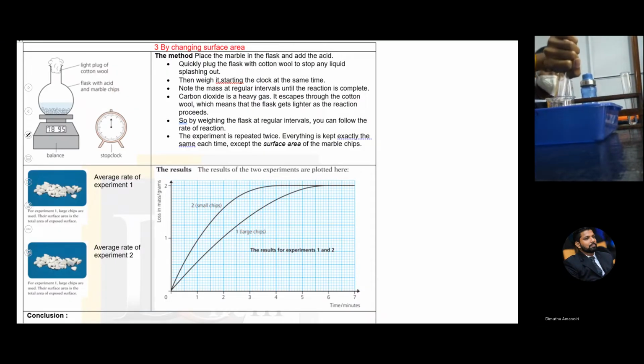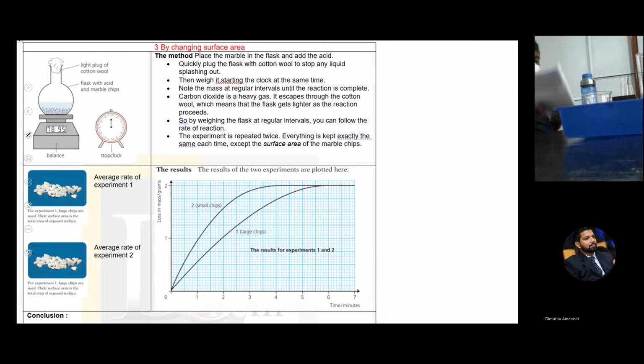Right. Shall we go to this one? So the third factor is changing surface area. You have to do the same thing. Just write the conclusion by reading this. Find the average rates and write the conclusion.